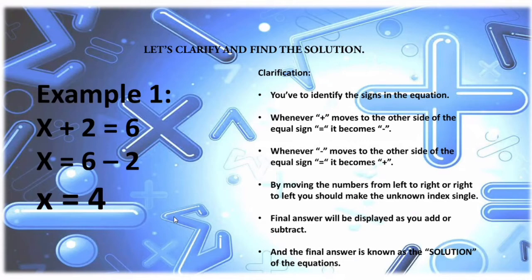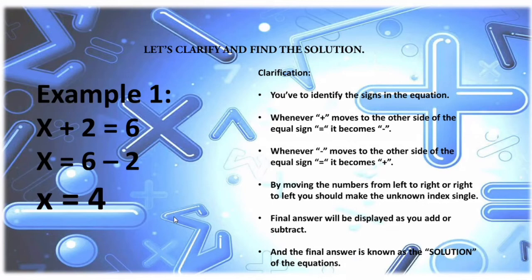And by moving the numbers from left to right or right to left, you should make the unknown index single. Okay. Now here you can see in the first line, it contains x plus 2 equals 6. But in the second line, x is single on the left side and on the other side, both the numbers are there. So here, I simply took this plus 2 to the other side of the equation symbol. So it became minus 2. And when I took this plus 2 to the other side, x became single. So that is the important point.